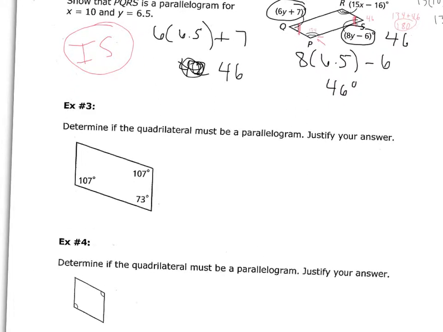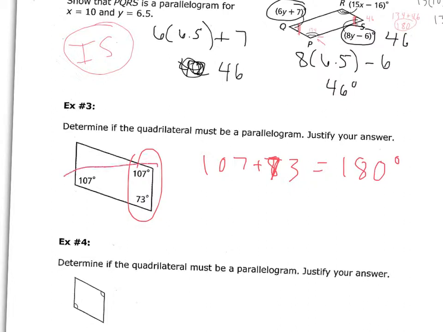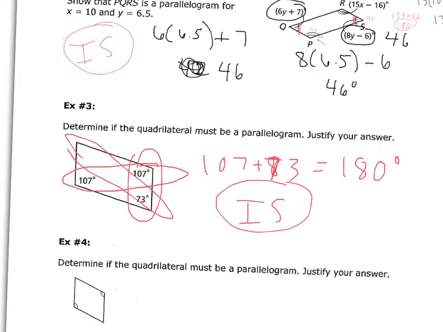Next question, it says, determine if the quadrilateral must be a parallelogram. Well, you know that it's a parallelogram if its consecutive angles are supplementary. So let's see if they are. You have 107, and if you add 73 to that, that will give you 180. You also see that your opposite angles are congruent. And since those opposite angles are congruent, it would also be a parallelogram. So this is a parallelogram.